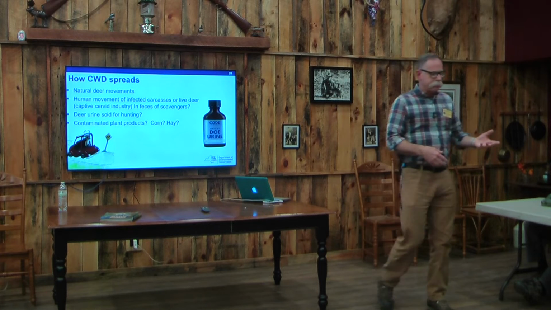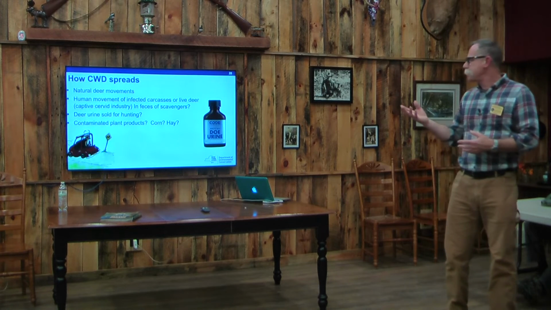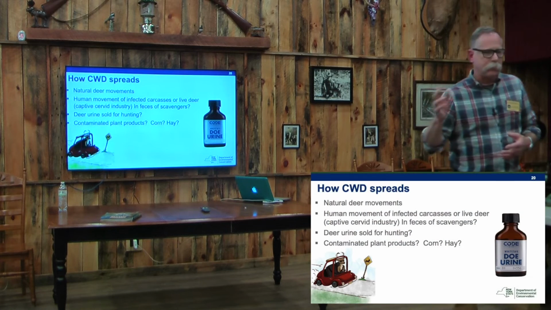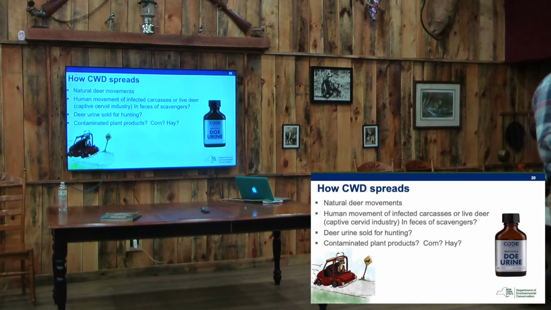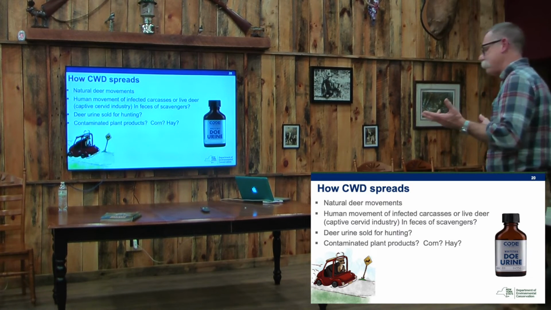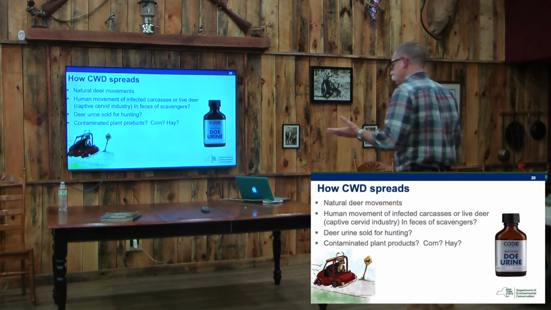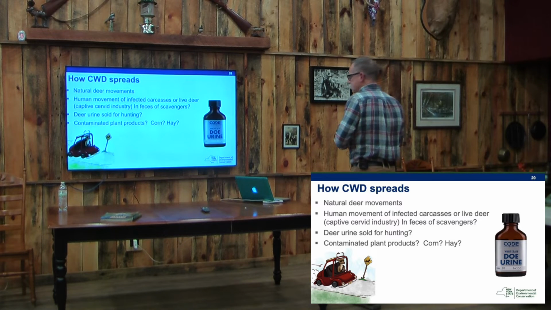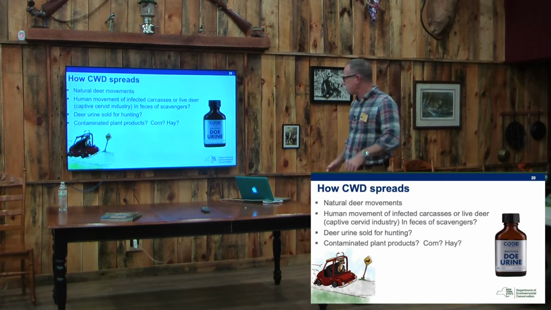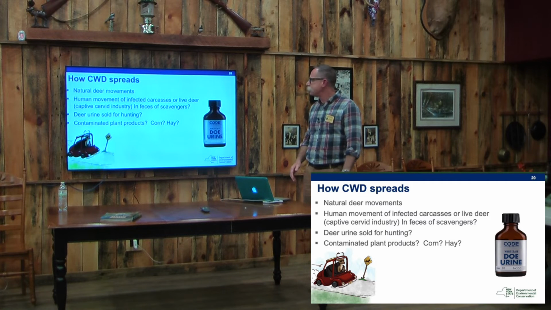So the way that it typically moves, and we saw this, is natural deer movements. This is what we're worried about in that case in Pennsylvania, that's 6 miles from the border. Young male deer disperse 5-10 miles a year, sometimes even 20, depending on the deer and the situation. So natural deer movements are going to move it. Every year it's going to be moving farther and farther out from where it started.